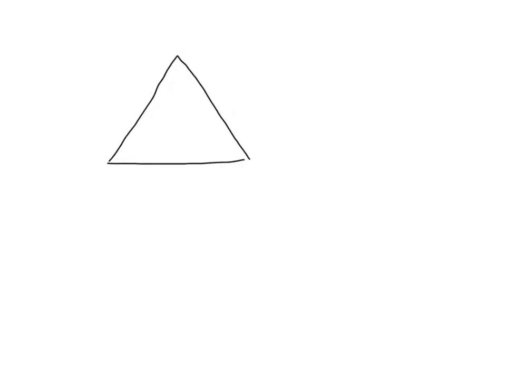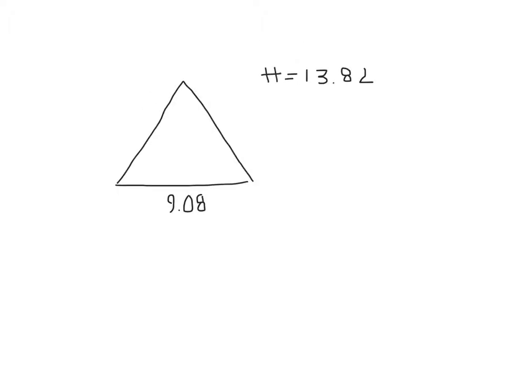This is number 35 in our textbook for Unit 60, where we're asked to determine the volume of a prism that is 13.82 centimeters high and has an equilateral triangular base that has a 9.08 centimeter side. So that means that every side is going to be of length 9.08 centimeters.